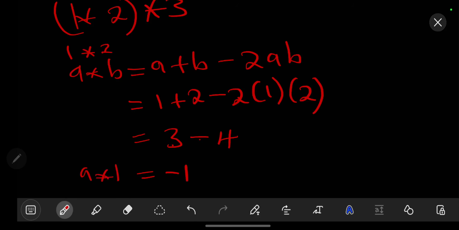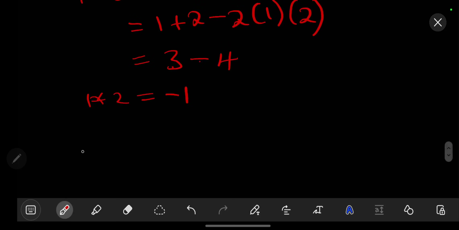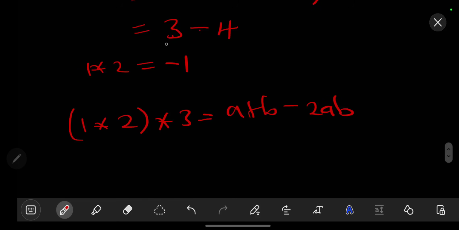So our a star of b is equal to, or rather, 1 star of 2. So 1 star of 2 is equal to negative 1. For the equation that is saying that 1 star of 2, then we have star of 3 should be equal to a plus our b minus our 2ab. Where there is 1 star 2, the result is equal to this. So we are going to put negative 1 star of 3 should be equal to a plus b.